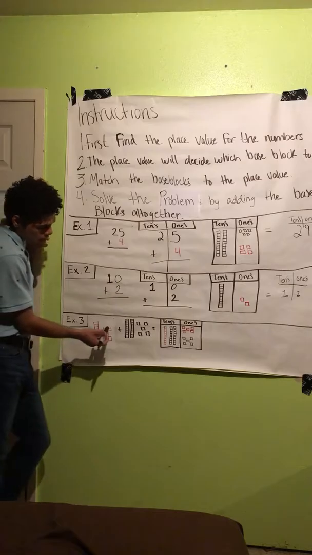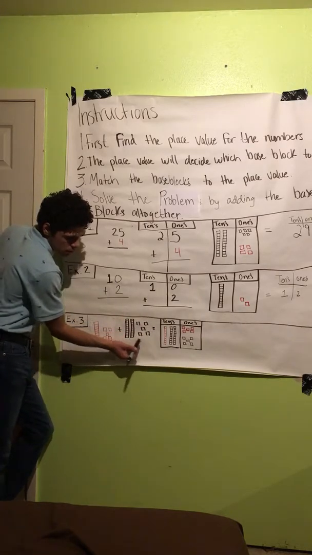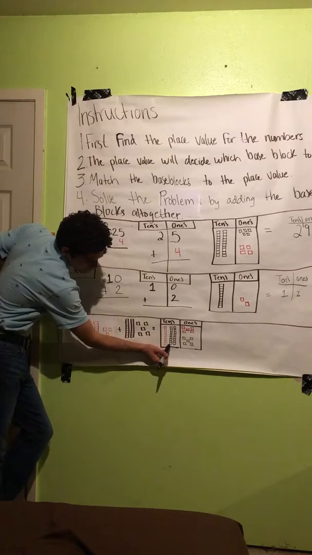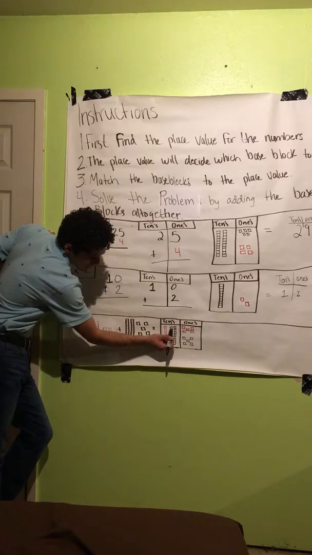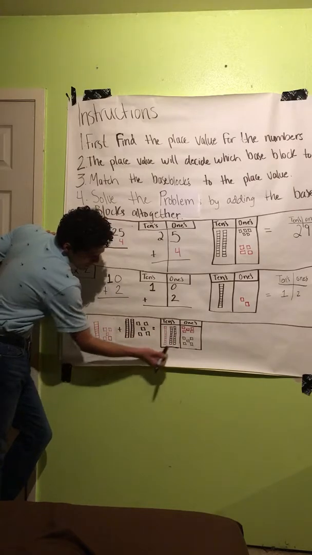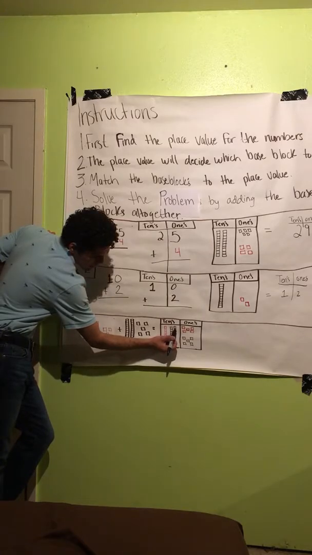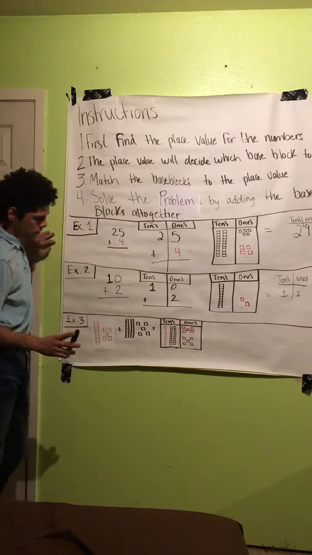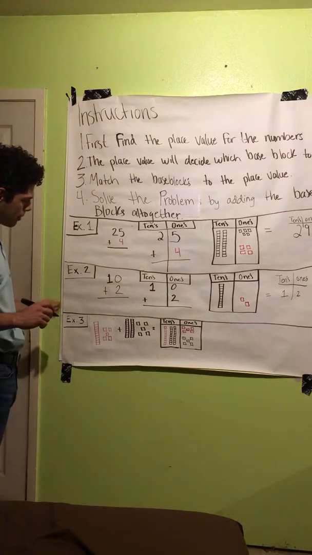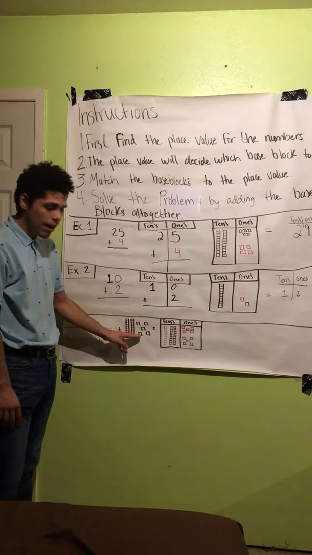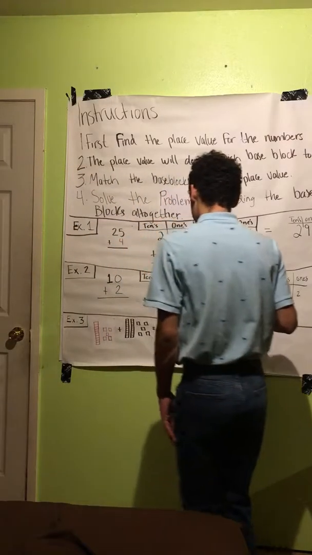Alright? Then I did, and then add these base blocks. 2 tens. So you see 1, 2, 1, 2, 3, 4, 5, 6, 7, 8, 9, 10. 1, 2, 3, 4, 5, 6, 7, 8, 9, 10. And then the last one is 5 ones. 1, 2, 3, 4, 5.